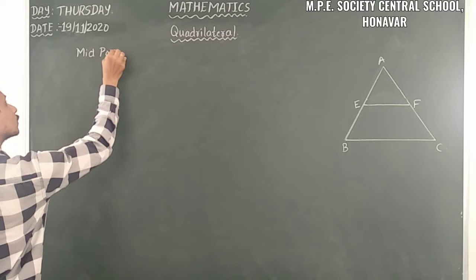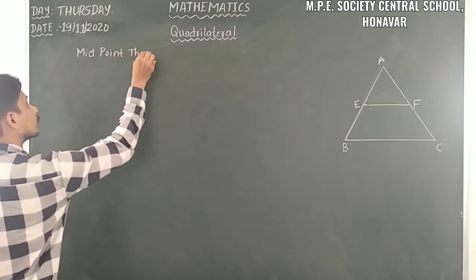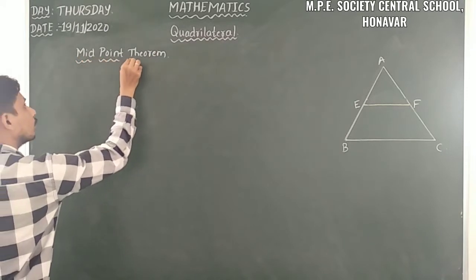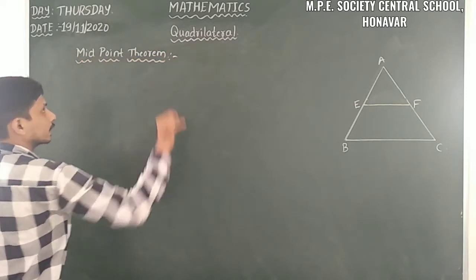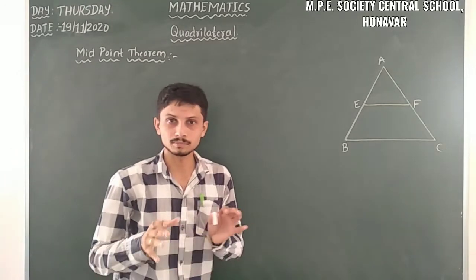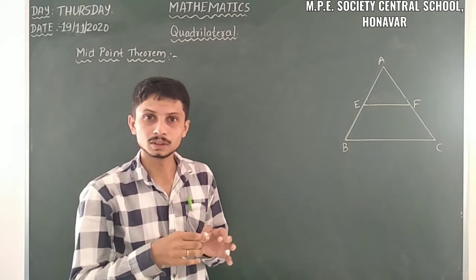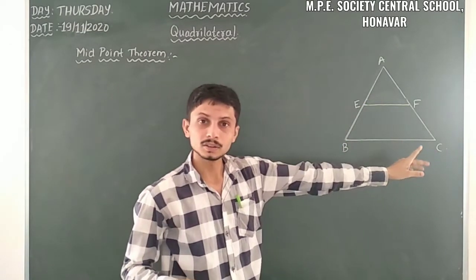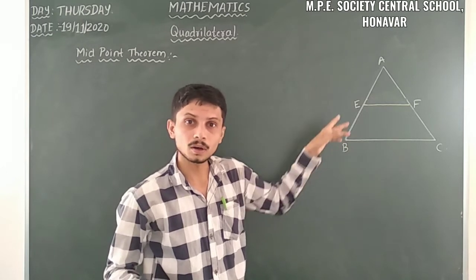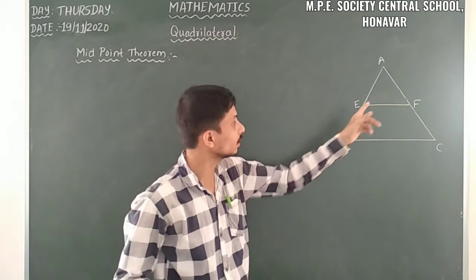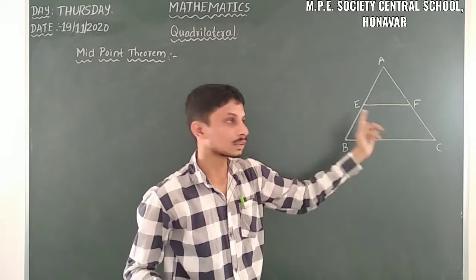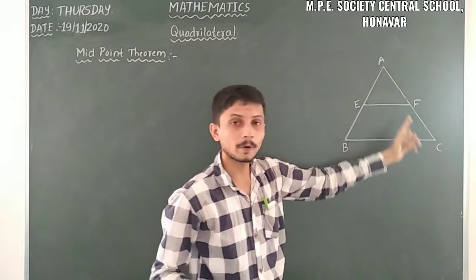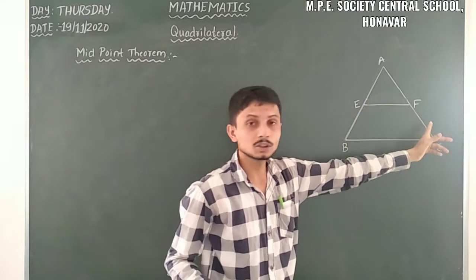Midpoint theorem. Yes. So here midpoint theorem. So what are the midpoints we have to take? Here we have to consider a triangle. Firstly it's a triangle ABC. Here we have to take the midpoint of either side of the triangle, that is here AB and AC. Here E is the midpoint of AB and F is the midpoint of AC. So also we joined EF.